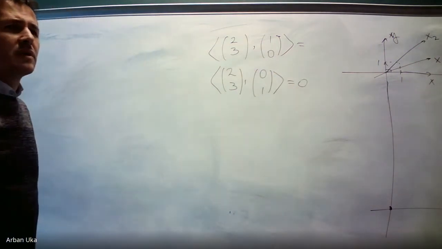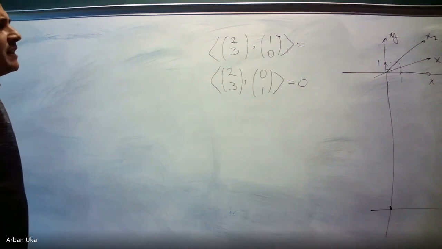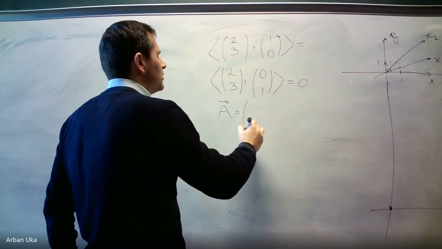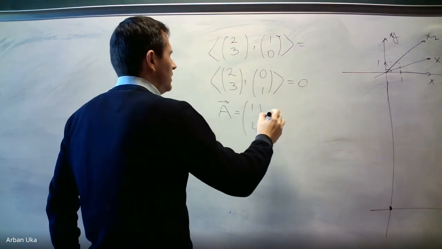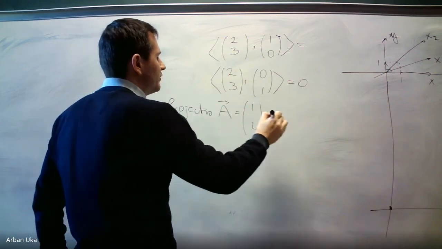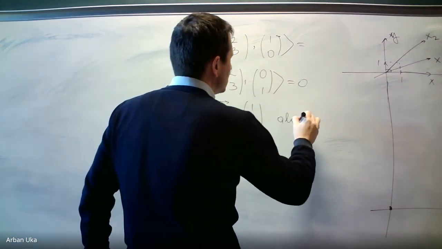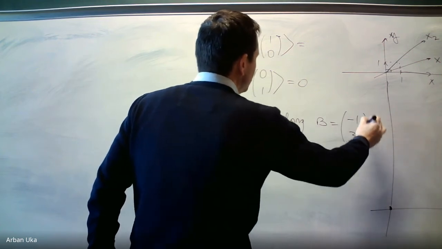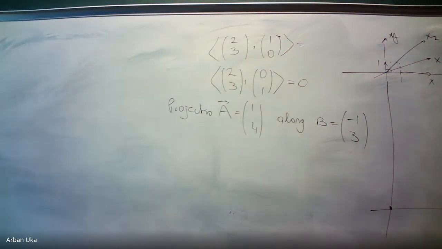Now let me ask you this other question. What is the projection of vector A, which can be equal to 1, 4? Let me call it like this: projection of A along vector B, which can be -1, 3. How can we find this? How do we find the projection? By inner product? That's true. This is the only thing that you need to do.